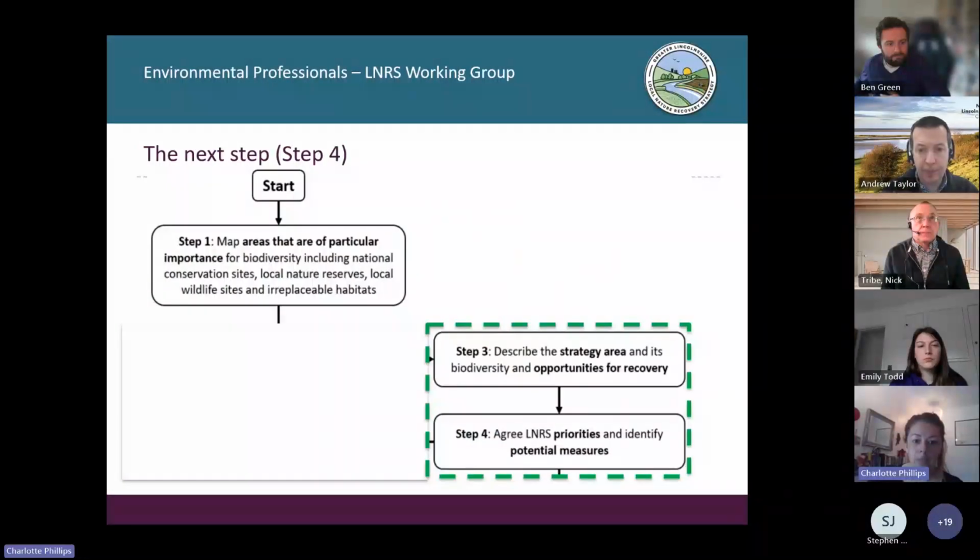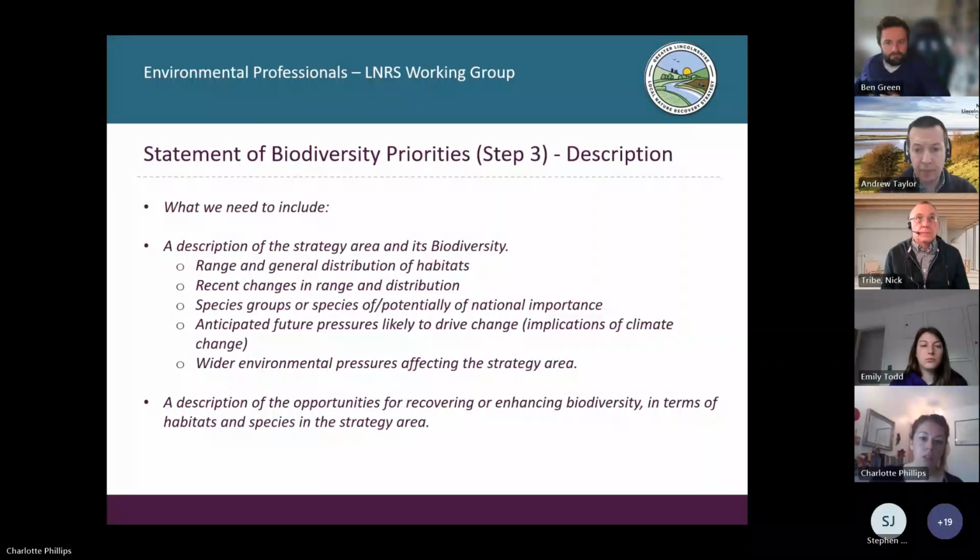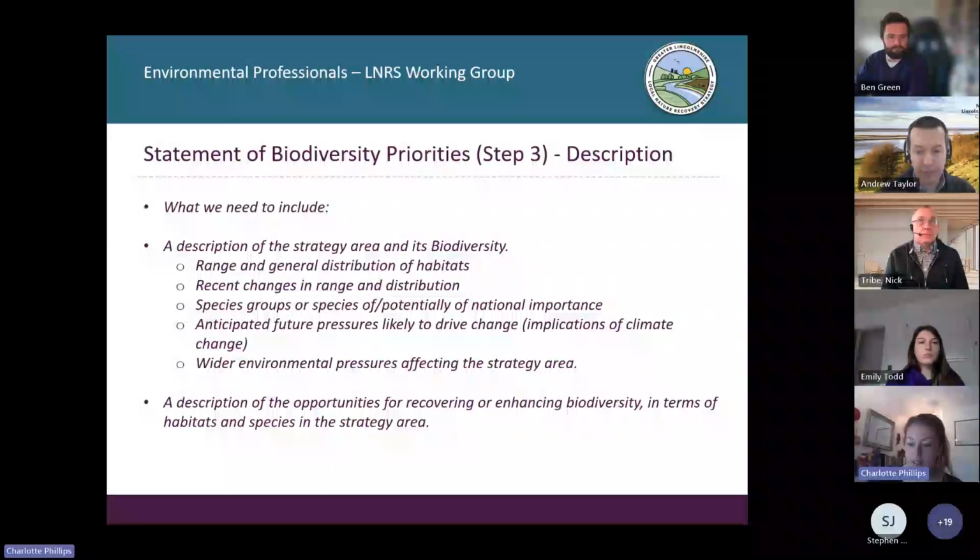So step 3 and step 4 are what we're looking at, describing the strategy area, areas of opportunity for recovery, and then looking onto the priorities and potential measures. So breaking down that statement of biodiversity priorities and the description of the strategy area, we're going to be looking at the range and distribution of habitats. We're also very conscious of making sure that this fits with neighbouring counties as well. We border 7 different counties, and then we have the Humber and the Wash involved in our LNRS as well. And we need to make sure that this is streamlined across borders as much as we possibly can.